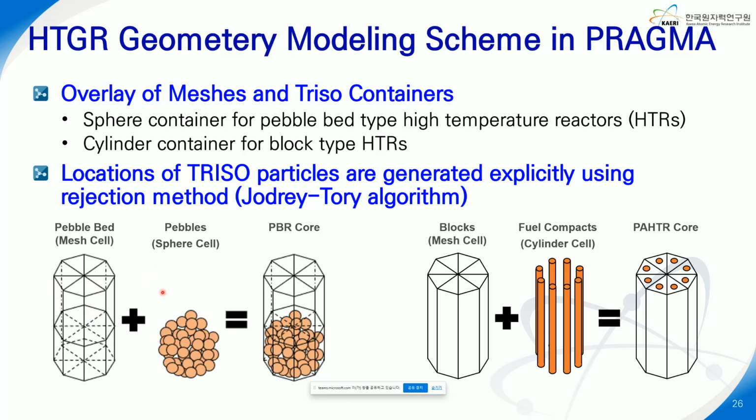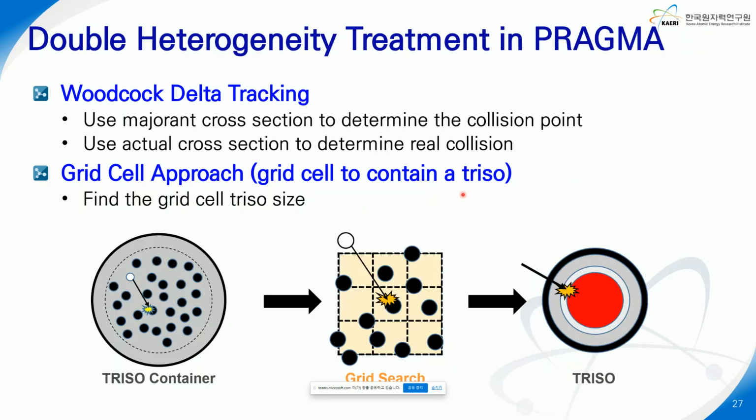The location of each tiny tracer is explicitly determined by a rejection algorithm. The three layer materials within each tracer are explicitly represented as well. The delta tracking scheme is used to avoid overly frequent tracer region search.